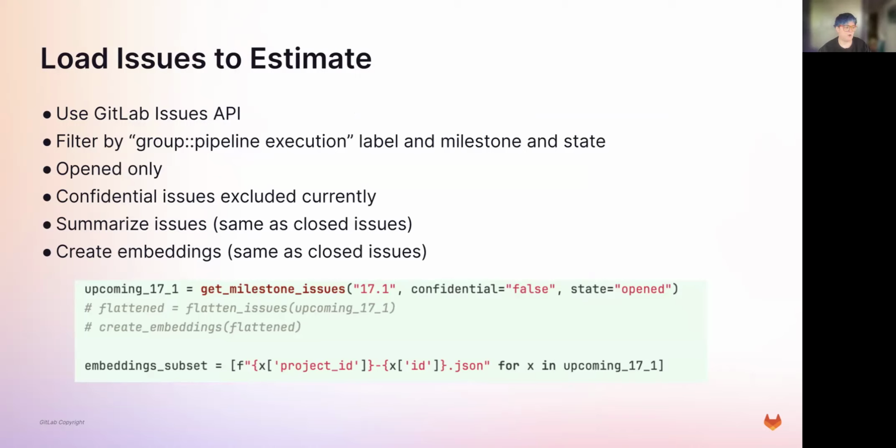So for all the closed issues, we have that. Now we want to load the issues that we actually want to estimate, so the ones that we haven't done yet. Again, we do basically the same thing as we did with the closed issues, but now I'm looking at a future milestone and only open issues, again filtering out confidential issues.